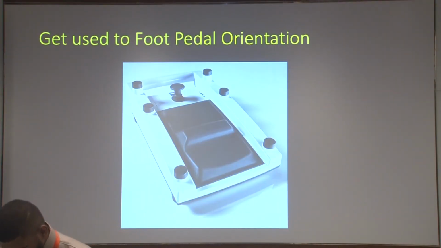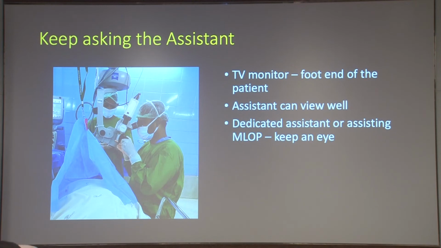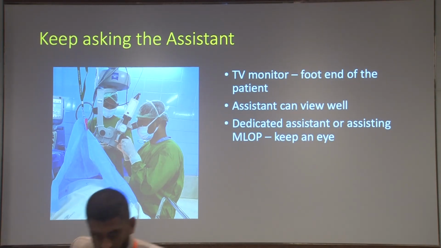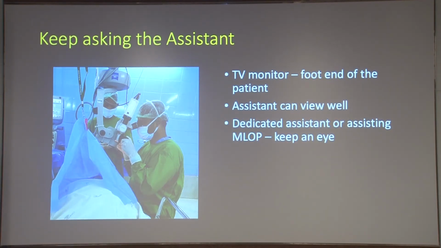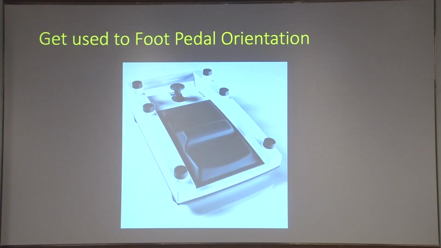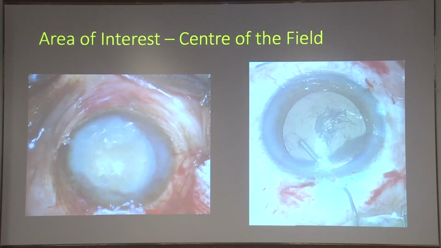So the best way for that is, when we are doing a surgical video recording, we'll be more concentrated on doing the surgery properly. So it's better to have a TV monitor towards the foot end of the patient. An assistant can see the TV well, or we can have a dedicated assistant to keep watching whether it is centered, focused and proper, so that we can have a good video recording. Then we should get used to our foot pedal. So whenever there is a little decentration, we have to adjust it accordingly. And we have to always show the area of interest in the center.